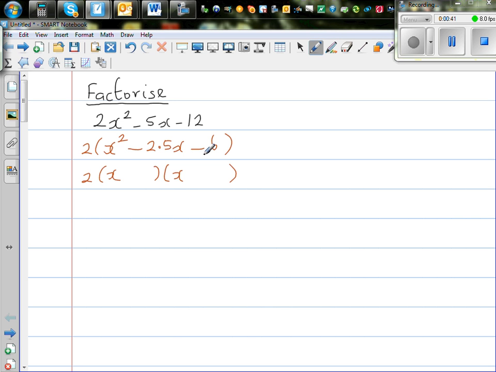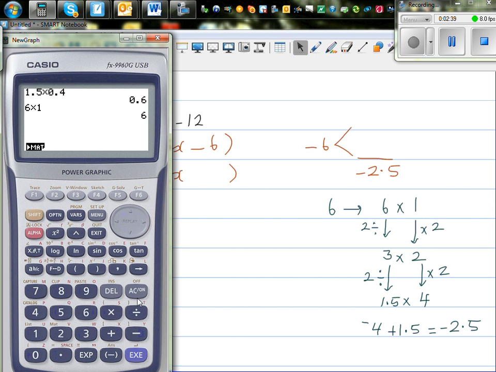6 times 1 is 6. Okay, so let's start. 6 times 1 is 6. 3 times 2 is also 6. And 1.5 times 4 is also 6. Okay, and if you go minus 4 plus 1.5 gives me minus 2.5.